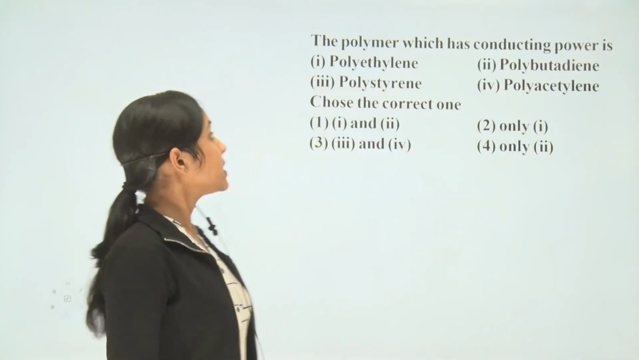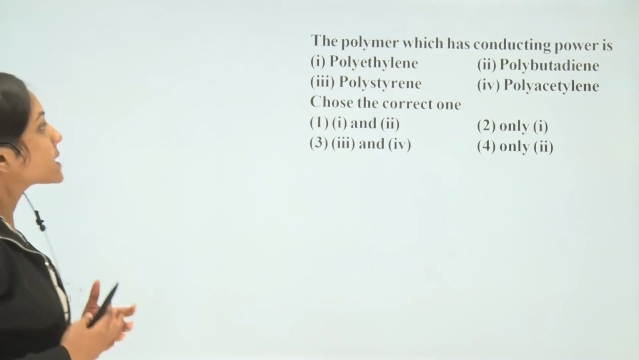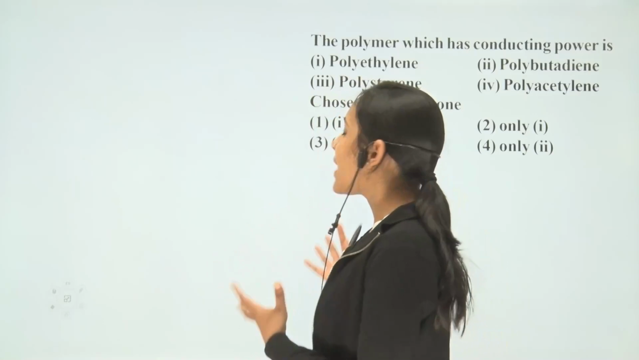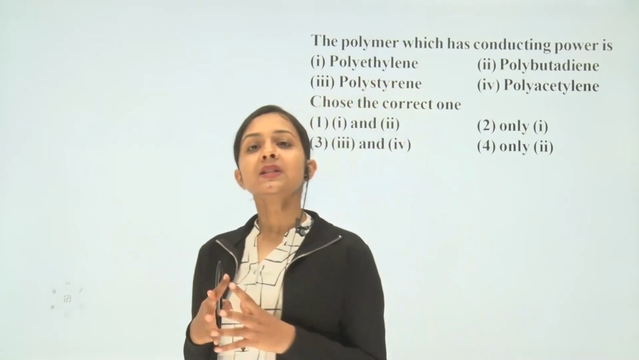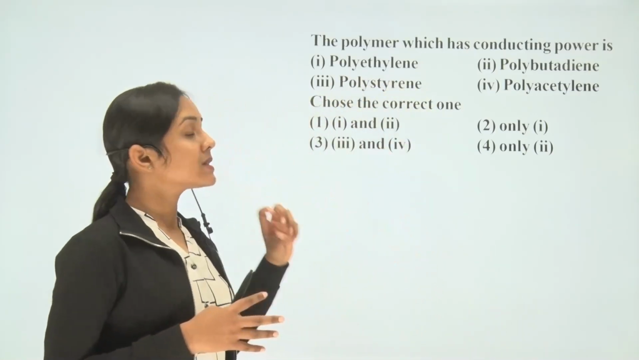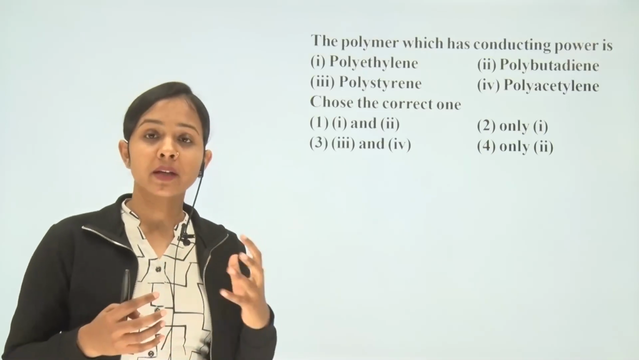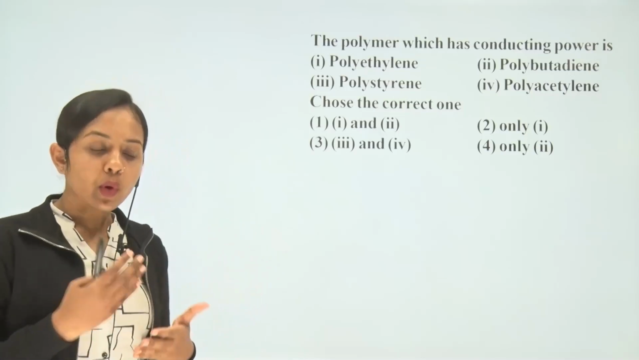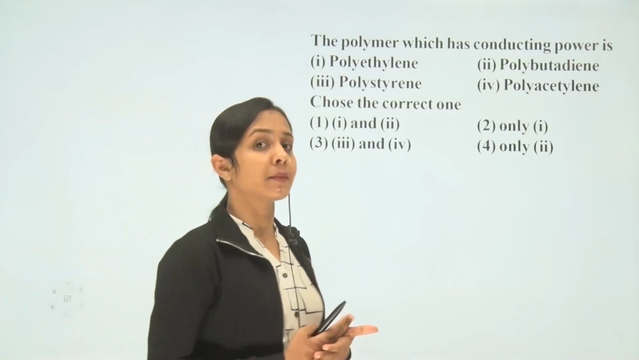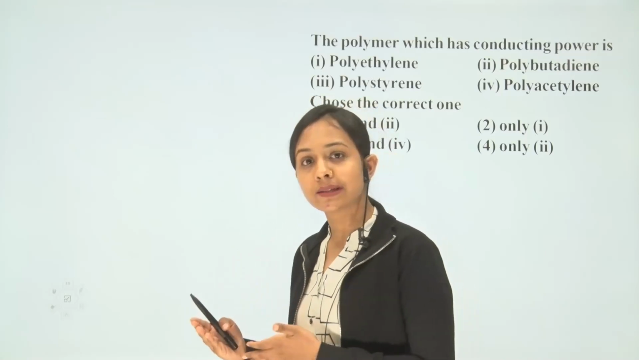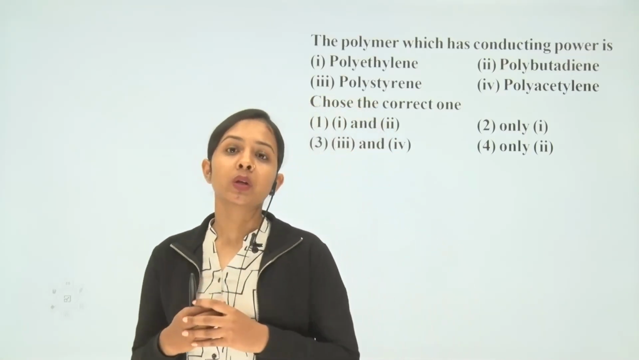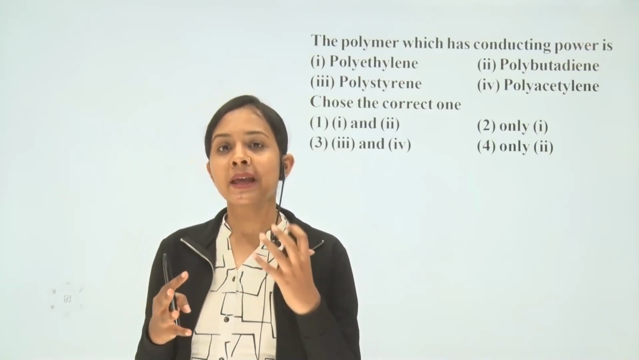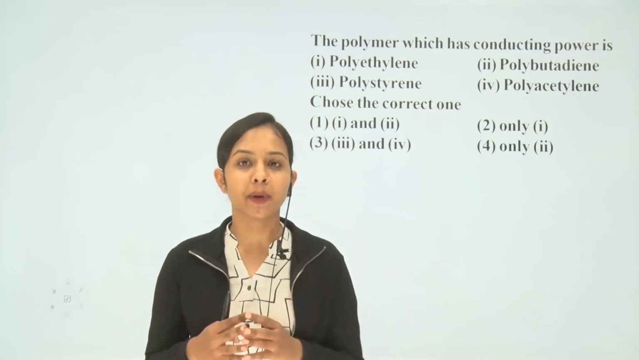Hello dear students, our next question is the polymer which has conducting power is, right? So first of all students, here we have some polymers, right? And in these polymers, some polymers are semiconductors of organic chemistry. So basically polymer which is having conjugated system can show their conducting nature, because conjugated system or resonance will enhance the conducting nature of the compound, right?